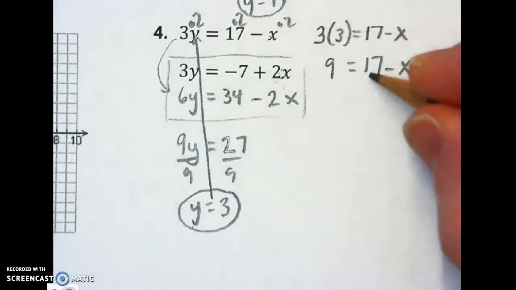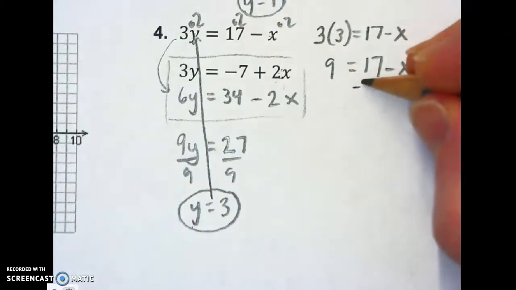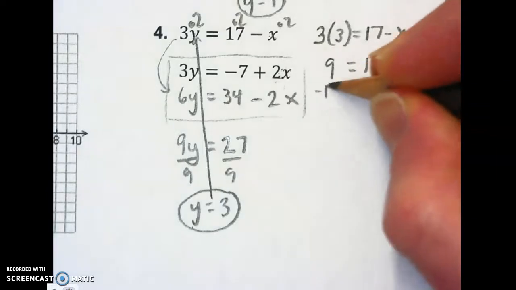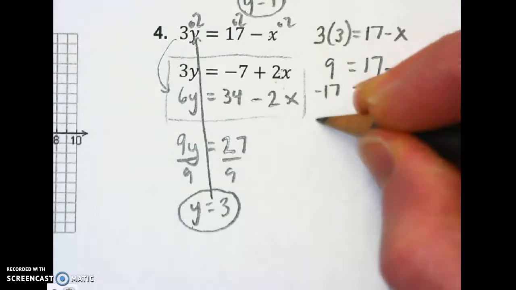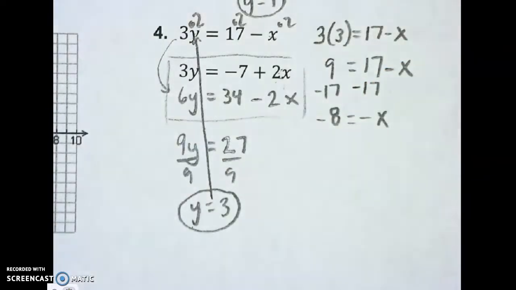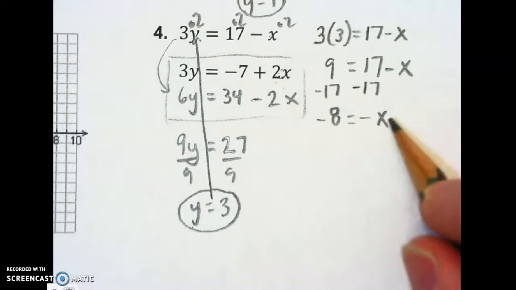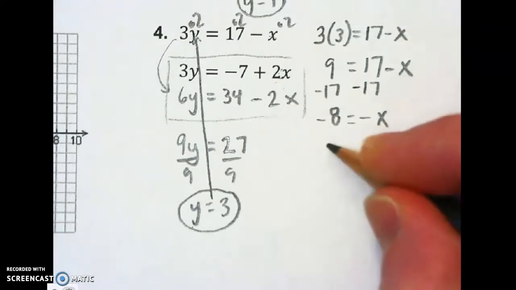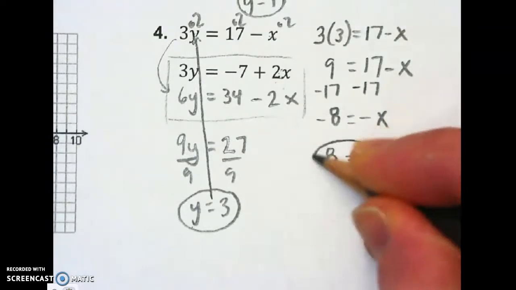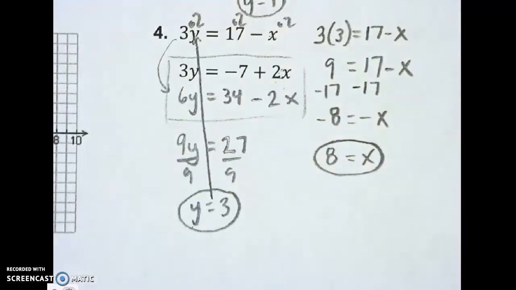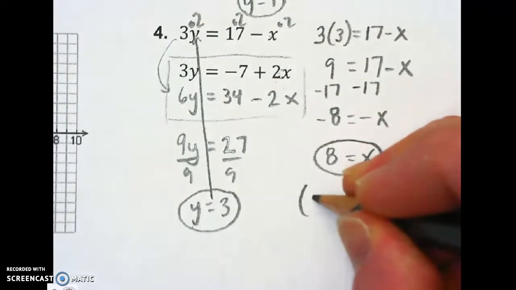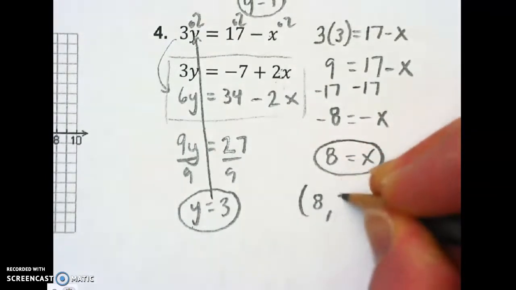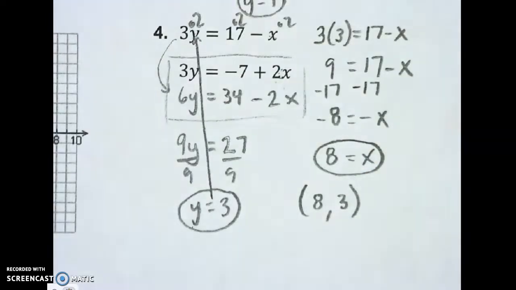We need to subtract the 17 to the other side. Negative x equals negative 8. And I'm going to flip the sign on both of these. I'm going to change the sign on this side and do the same thing to the other side. Change the sign on this side. X equals positive 8. Let's write our coordinate pair. 8, 3.